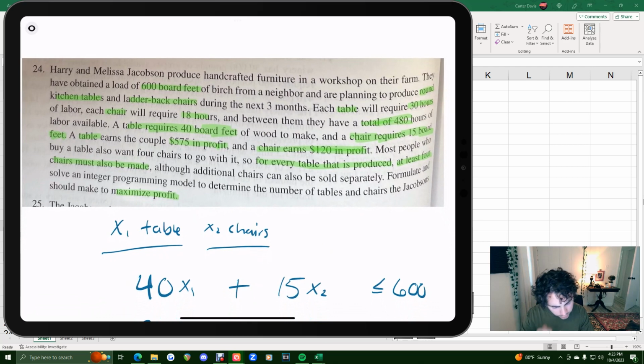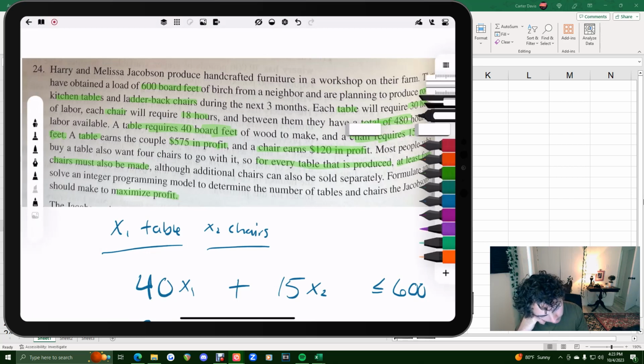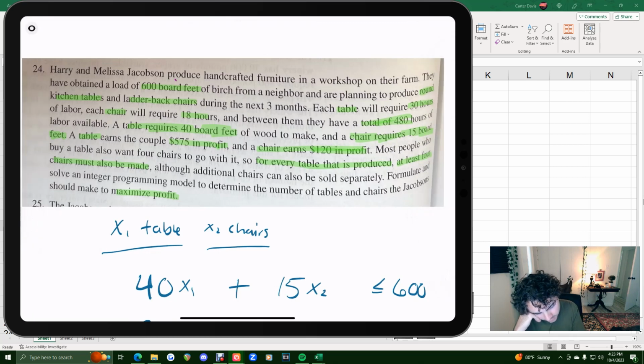Let's talk through the initial setups here. So I'm just going to talk through the constraints by hand, and then we'll talk about the Excel thing, and then I'll go on to number 25 as well. So this first one is just the number of board feet. There's 600 board feet available. Table is 40. Chairs require 15.